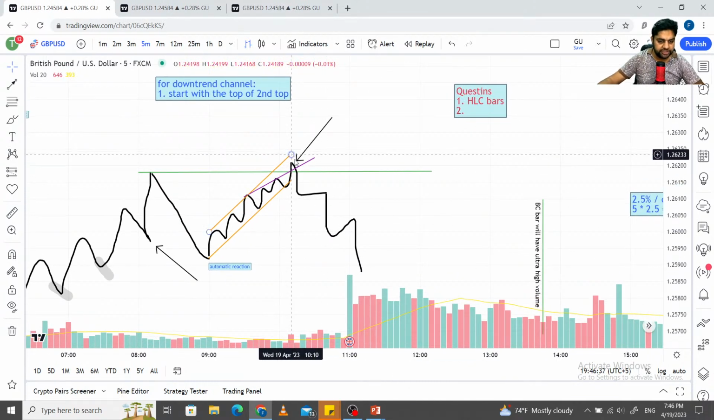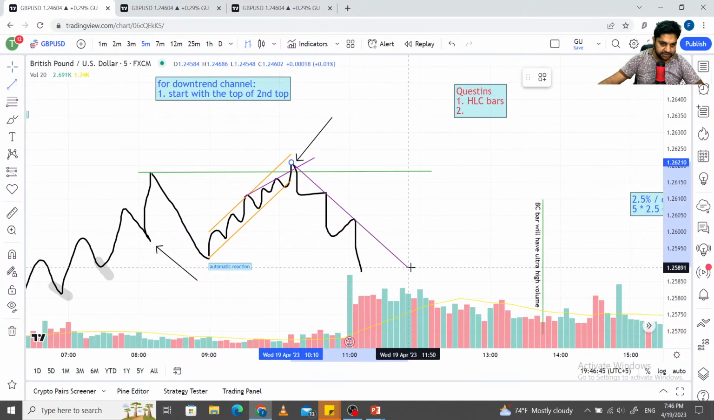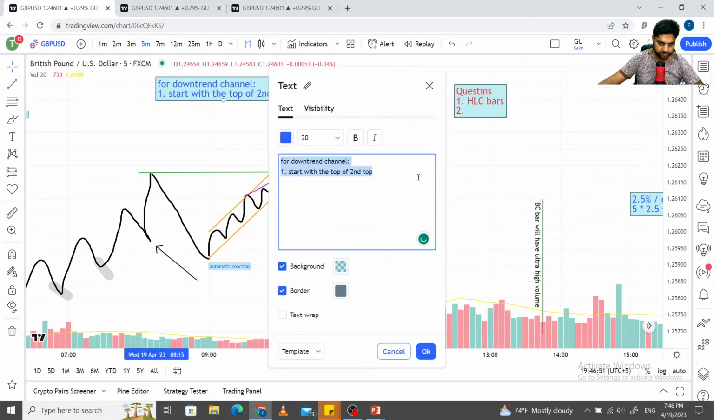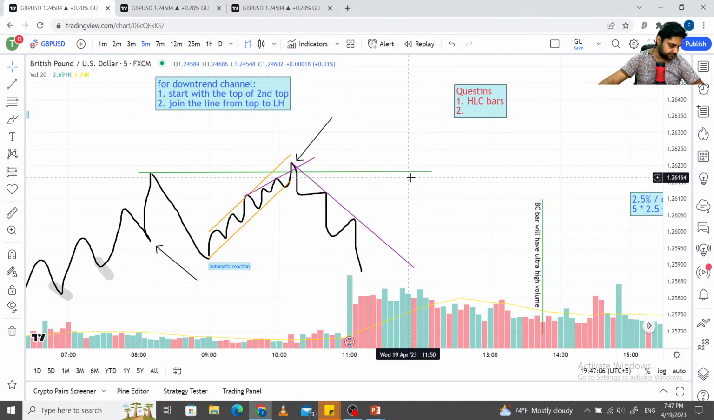So how do we start the downtrend channel? Well, you can start from the absolute top or from the second top. So we start from the top, let's say from here. And how do we draw the trend channel? We join the top one with the second top. So join the line from the top to the lower high. So this is the lower high, right?